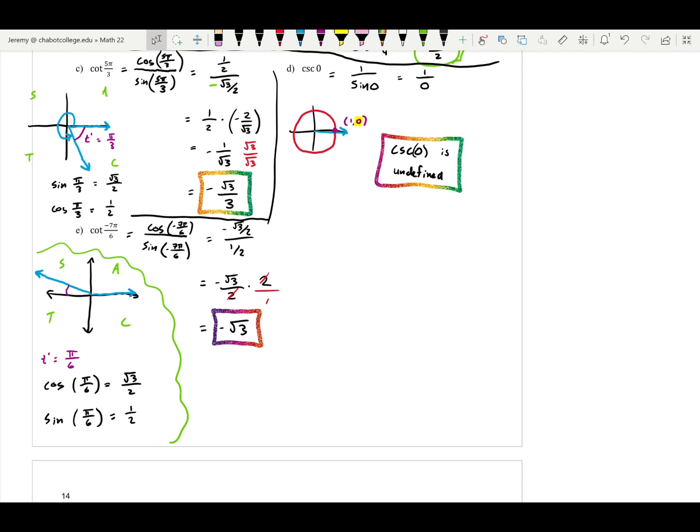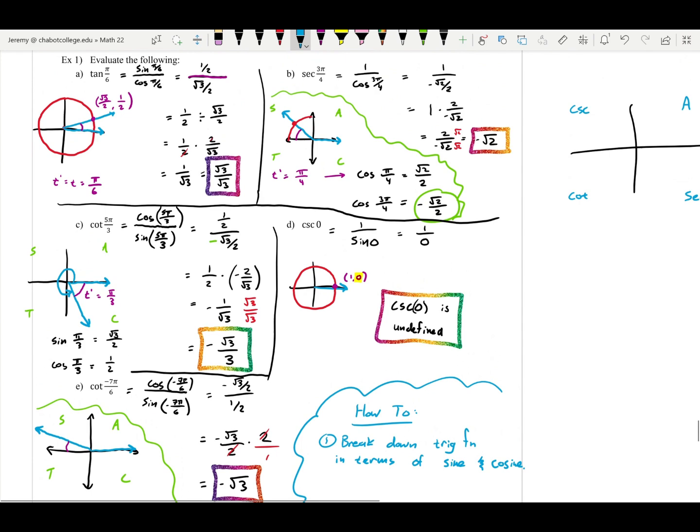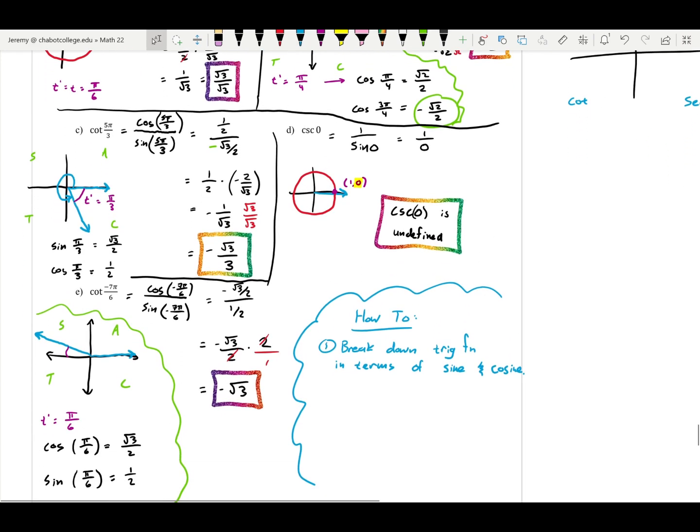Okay, so the how-to for this, just generally what we're doing, is first we break down the trig function in terms of sine and cosine. Okay, because we can do that for any of these: tangent, secant, cotangent, cosecant.